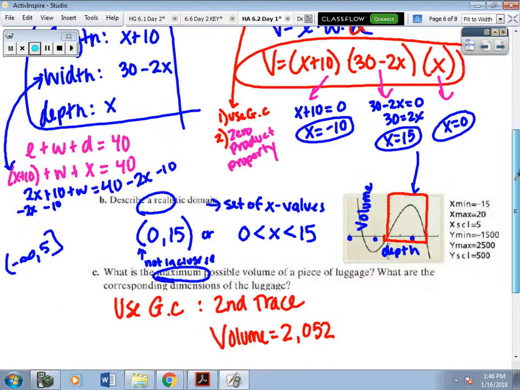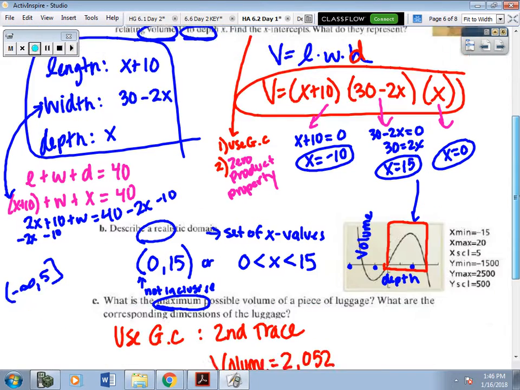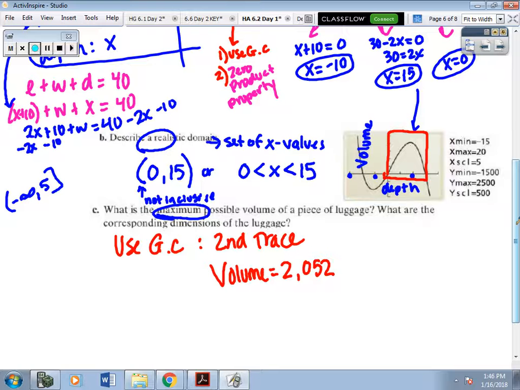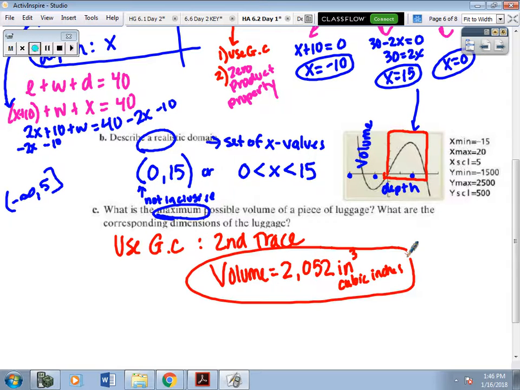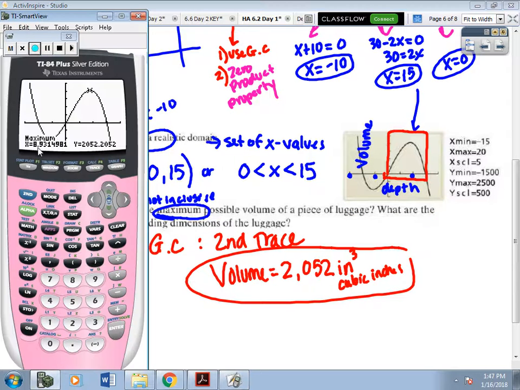And did they give us units on this? Inches. Does anyone know what the units are for volume? Inches cubed, or cubic inches. So how many cubes you could fit inside of the space. So that's part of our question. What are the corresponding dimensions? So go back to your graphing calculator. You need to know what x is. x is one of your dimensions. That's our depth, I believe.